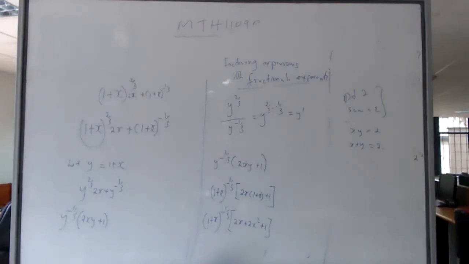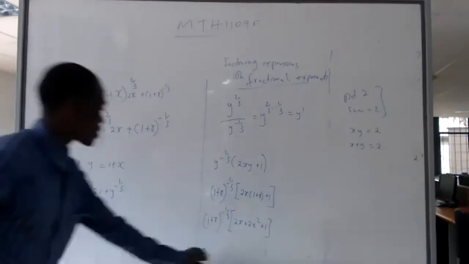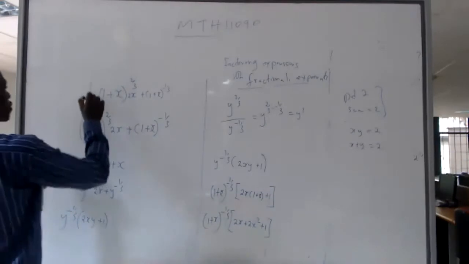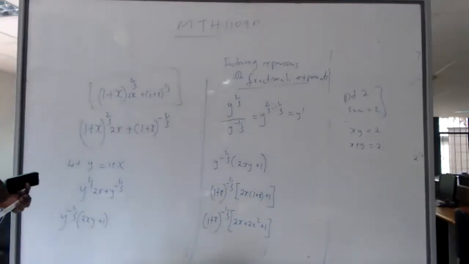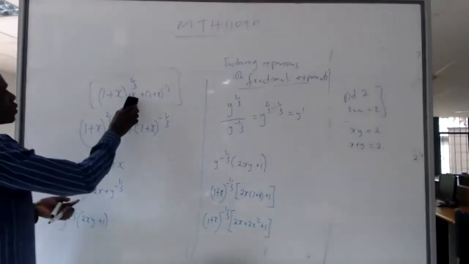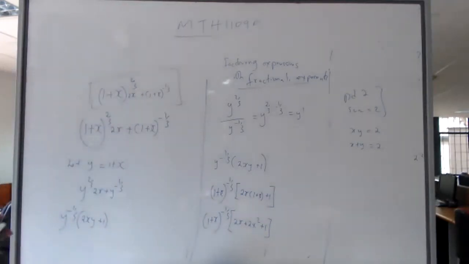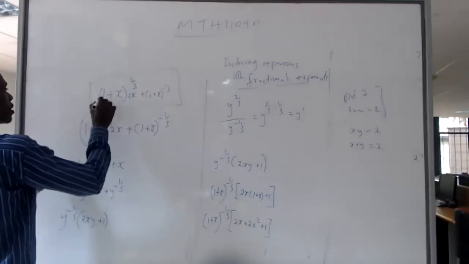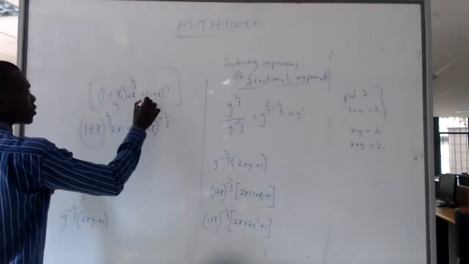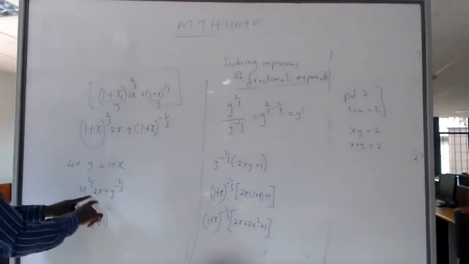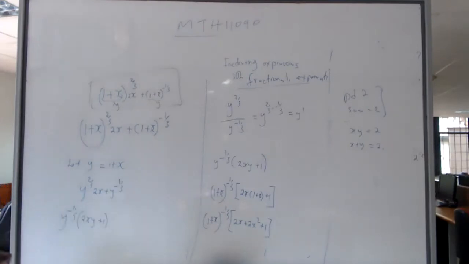Sir, I have a question. Can you please repeat this example? Yeah, we can repeat the example. That's not a problem. We want to factorize 1 plus x to the power 2/3 times 2x plus 1 plus x to the power negative a third. I started by letting y be 1 plus x, so where there is 1 plus x, I replace it with y. Then the expression becomes y to the power 2/3 times 2x plus y to the power negative a third.